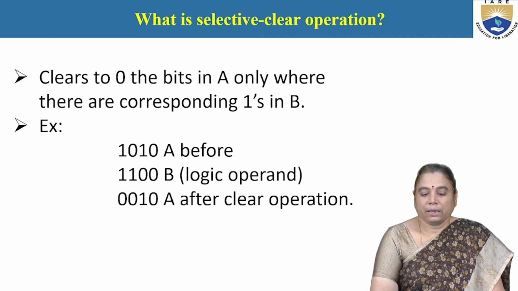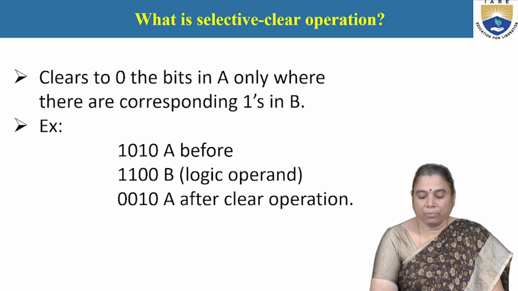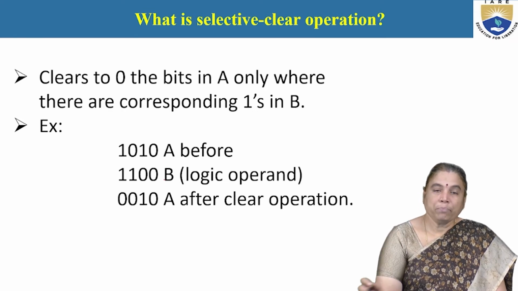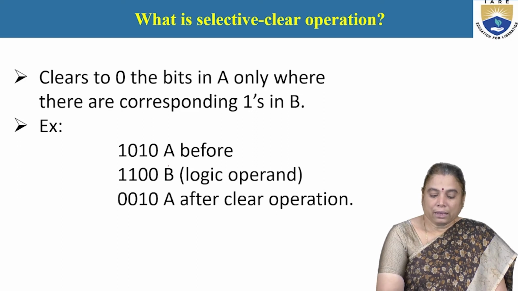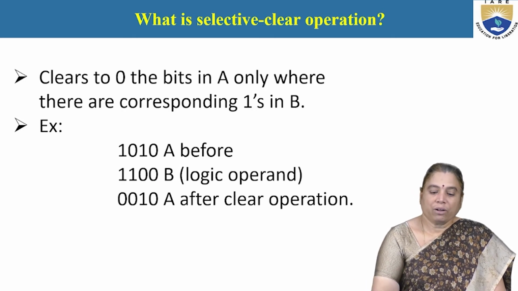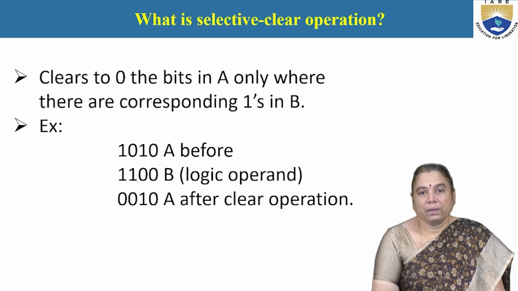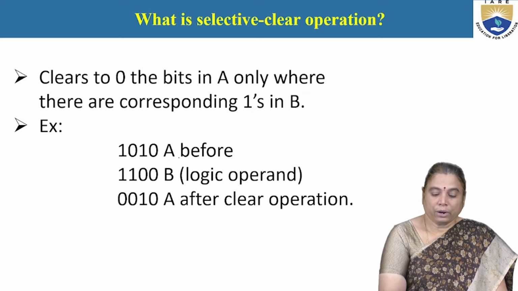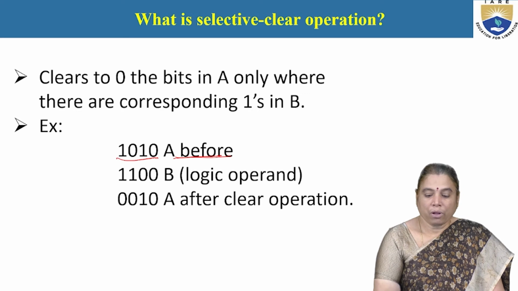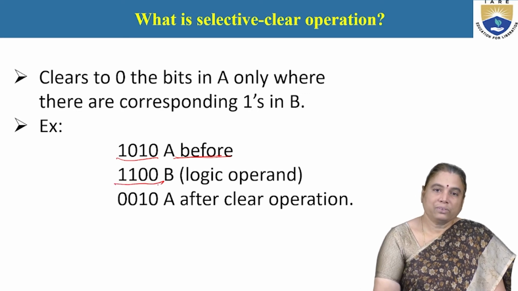What is selective clear operation? Here it clears the bits of A only where there are corresponding ones in the B. So here consider two registers A and B, and it can compare the respective bits of the registers A and B. When there is a one bit in the B, the respective bit of A can be cleared to 0. So before performing the selective clear operation, A value is 1010 and the B value is 1100.